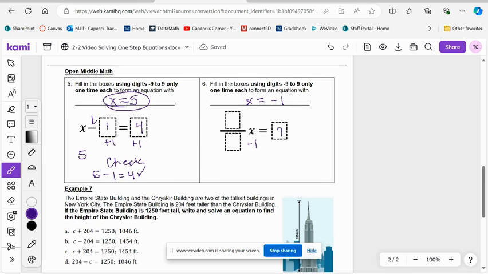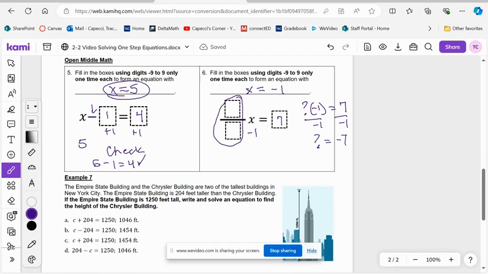Okay, so then the question is, what times -1 is going to give me the 7? So something times -1, that's my x, is going to equal 7. If you can't do that in your head, you can actually divide to get that question mark by itself. I need something, that fraction has to equal -7.